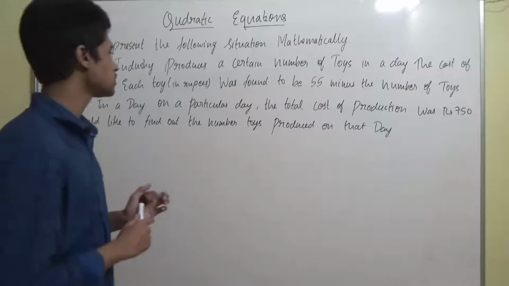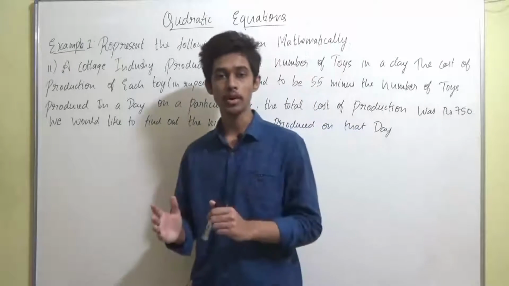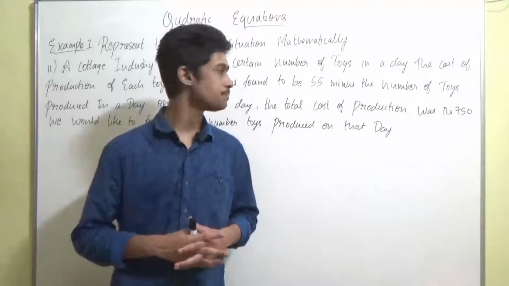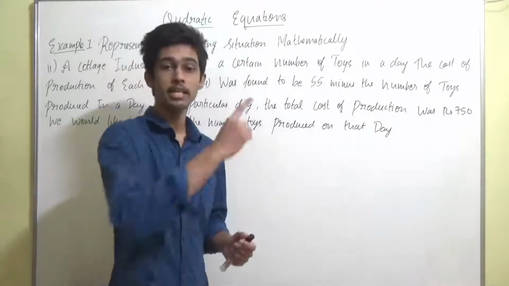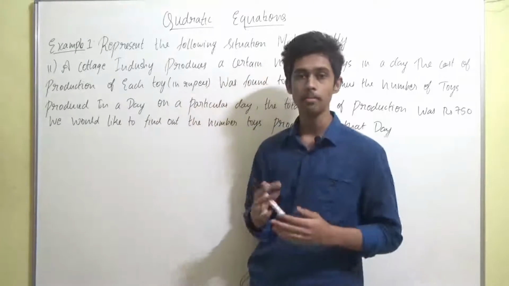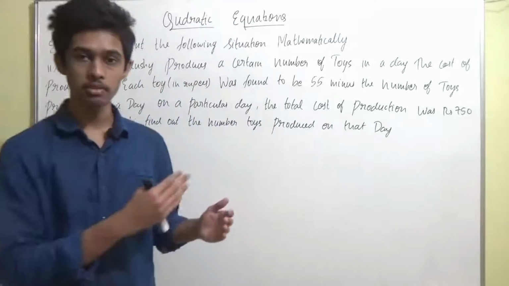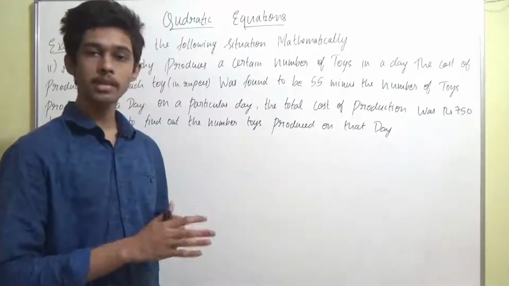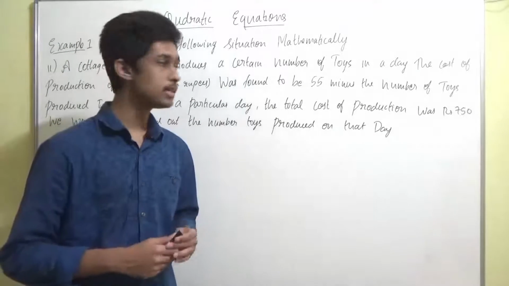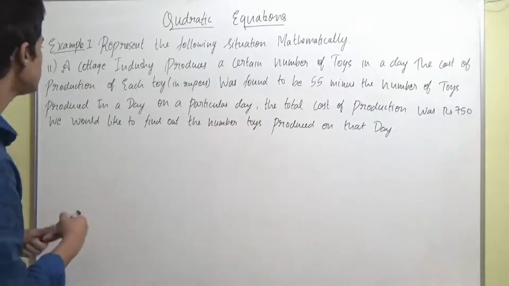So what is the total cost, guys? Total production cost means what? The total number of toys multiplied by the individual price gives us the total production cost, right? In the first example, in the introductory part of this chapter, they gave the length and breadth of the rectangular garden, and we multiplied the length and breadth. Here we are going to multiply the cost of each toy with the number of toys, only then will you get the total production cost, that is 750. We will equate that to 750 and solve this equation, guys.